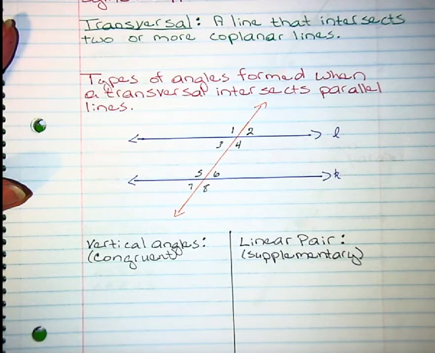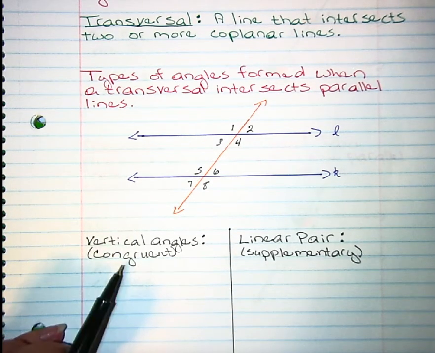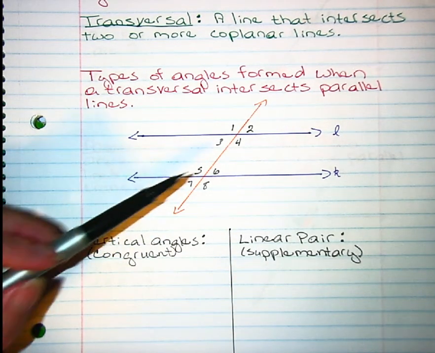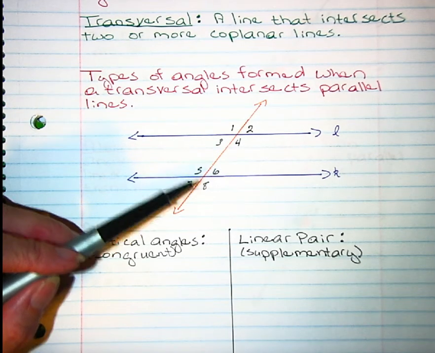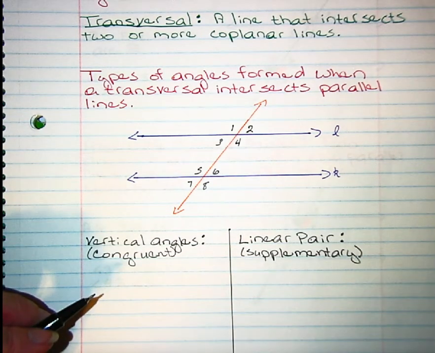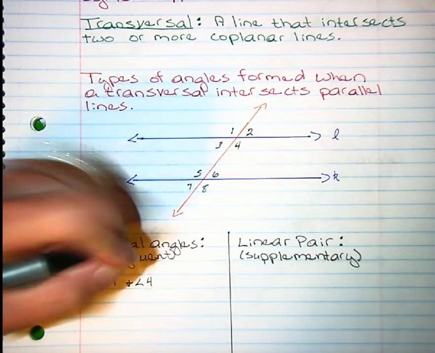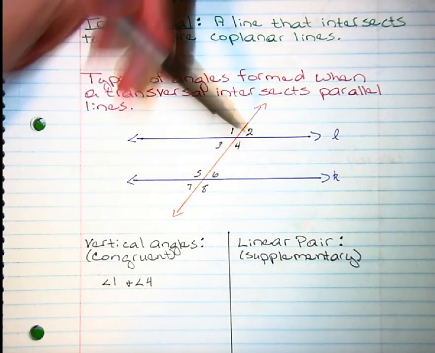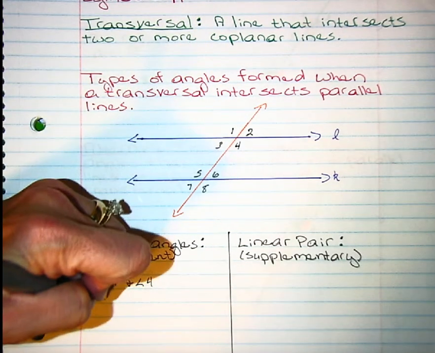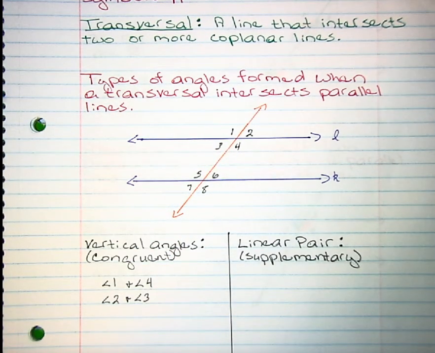Let's talk about vertical angles and linear pairs. We should have already talked about those previously, but let's make sure that we know and can identify vertical angles. Remember, vertical angles are always congruent, and they lie across from each other when two lines intersect. So if I list the pairs of vertical angles, I can say angle 1 and angle 4 because they lie directly across from each other, but I can also say angle 2 and angle 3. So angle 2 and angle 3 are also vertical angles to each other.